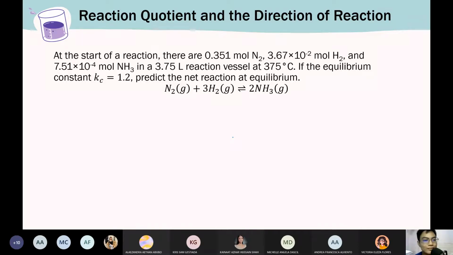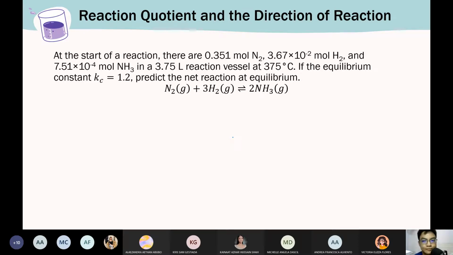Okay, so anyway, let's read. At the start of a reaction, there are 0.351 mole of nitrogen gas, 3.67 times 10 raised to negative 2 moles of hydrogen gas, and 7.51 times 10 raised to negative 4 moles of ammonia in a 3.75 liter reaction vessel at 375 degrees Celsius. If the equilibrium constant is 1.2, predict the net reaction at equilibrium. Given the equation below.